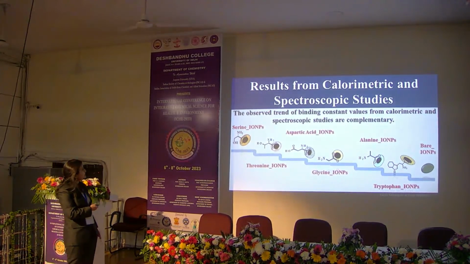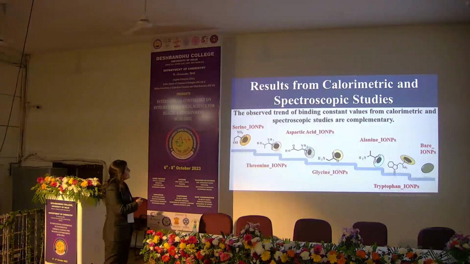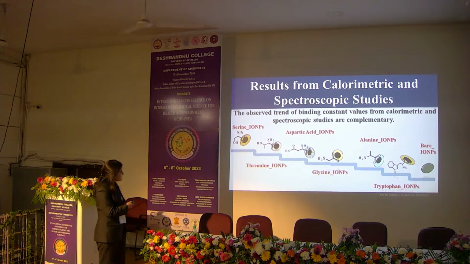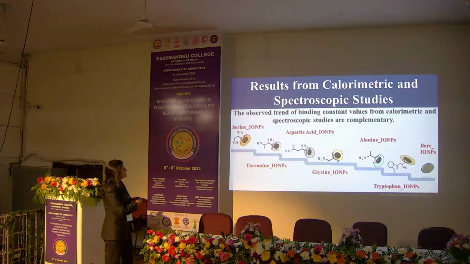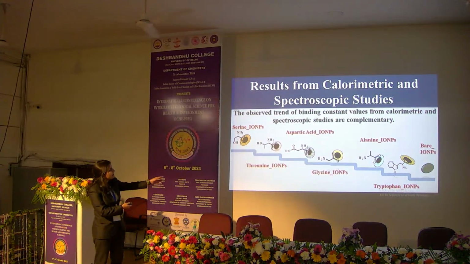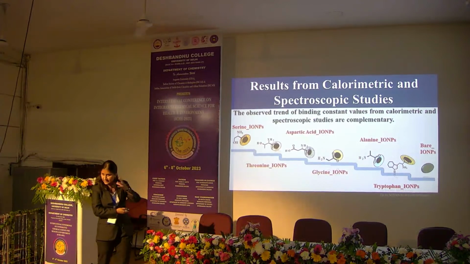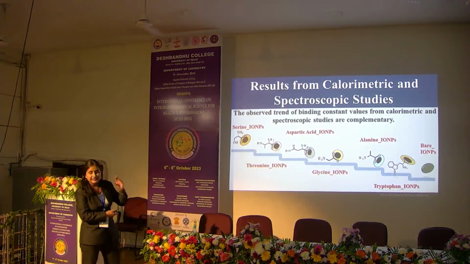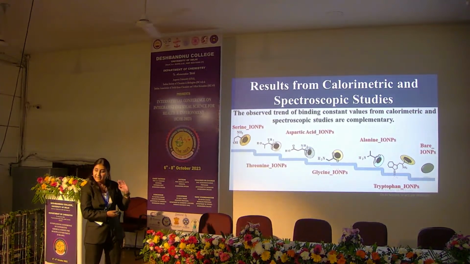Also, we see that serine was observed to show slightly higher binding constant value in comparison to threonine. So here we can see the inclusion of only one extra CH3 group in threonine has reduced the binding constant value of threonine, and a similar effect of inclusion of one extra CH3 group was observed in glycine and alanine, and tryptophan, which has the bulkiest group, was observed to show the least binding constant value, which was almost equal to bare iron oxide nanoparticles.